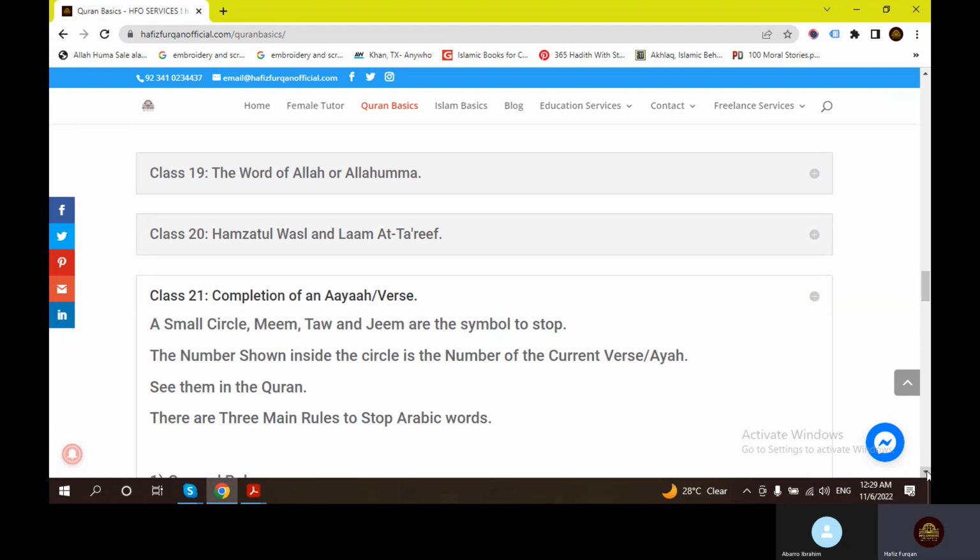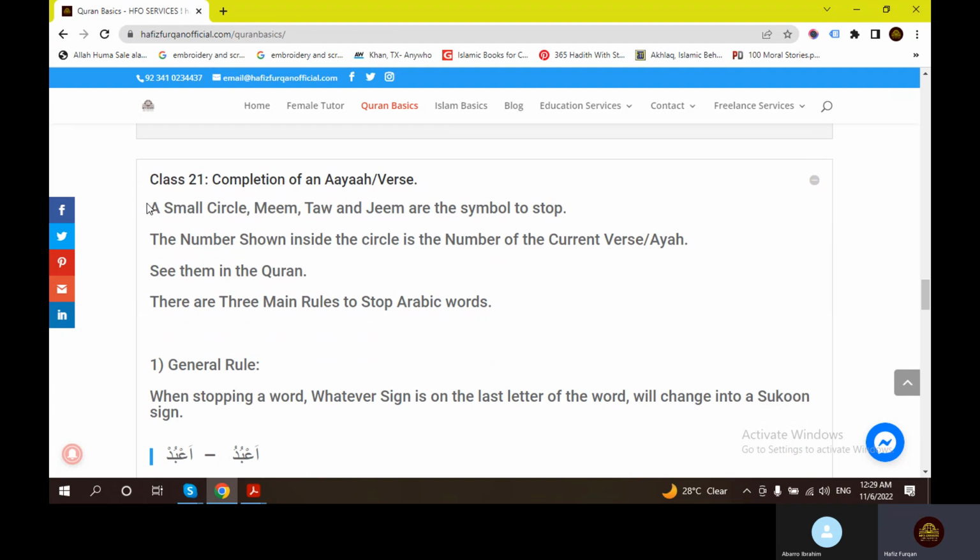Okay, that is easy. Can you see this? Yes. What is that saying? A small circle, meme, ta, and jim. How many signs are they telling you? A small circle 1, meme 2, ta 3, and jim 4, right? There are 4 signs I'm telling you. What are they? Small circle.